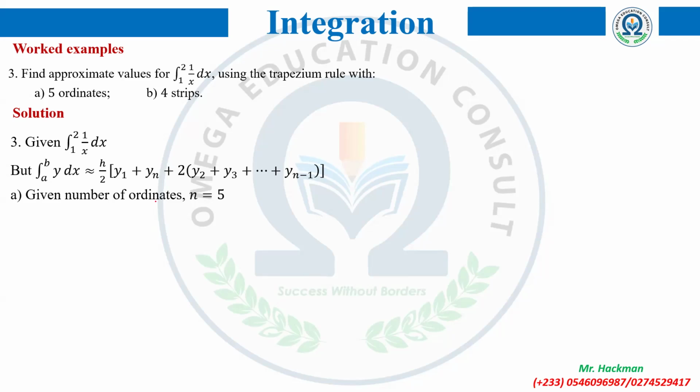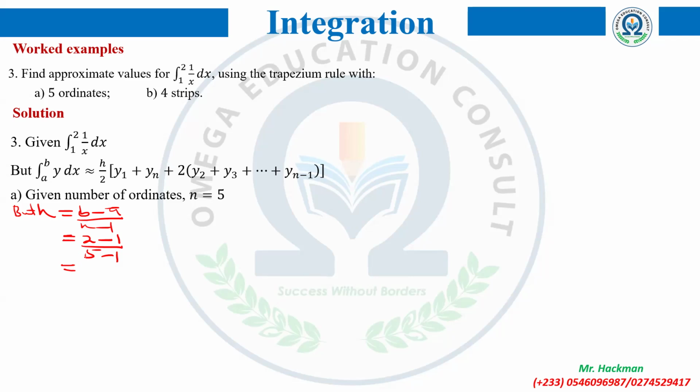So when I'm given the number of ordinates, I know that my h will be equal to b minus a all over n minus 1. Or better still, you can choose not to quote the formula in letters. You can straight away move to this: h is equal to, then you write this. I will help you up to a point. So what is your b? b is 2, minus a is 1, all over n is 5, minus 1. So that will give us what?